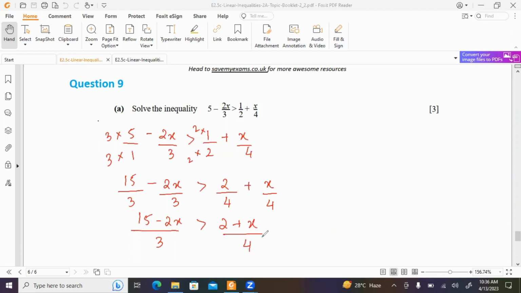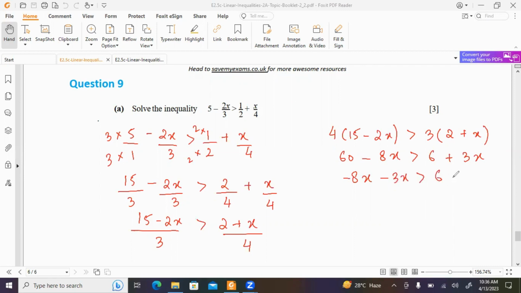And now I'm going to get rid of the fraction by cross multiplying. So it's going to be 4 times (15 minus 2x) and 3 times (2 plus x). So 4 times 15 is going to give us 60 minus 8x, and 6 plus 3x. I'm going to collect the like terms on each side. So we're going to move 3x to the left hand side, making it negative, and 6 to the right hand side, making it negative as well. So negative 11x is greater than negative 54.